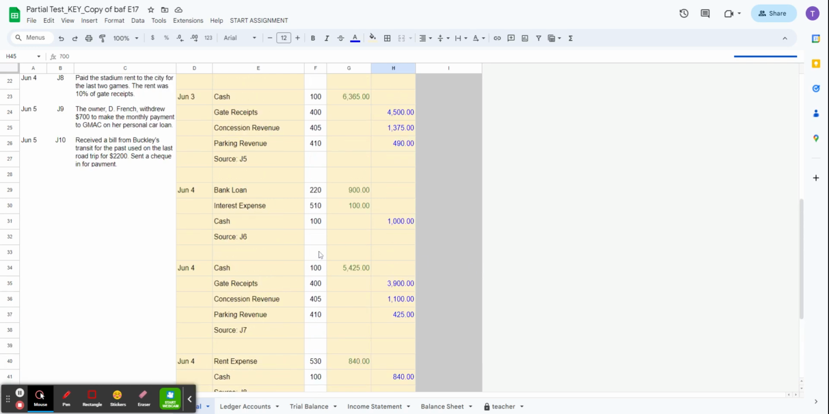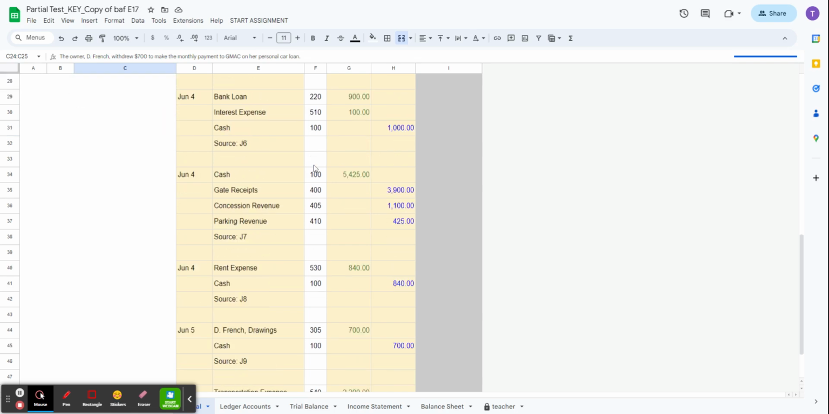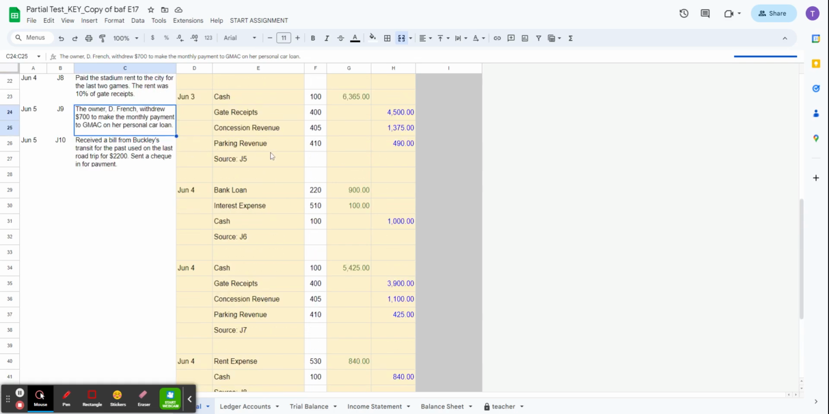We wouldn't count this as paying a loan because this payment that the owner did was her own personal payment, not for the company. Therefore, we wouldn't say that we paid off a company loan like over here.